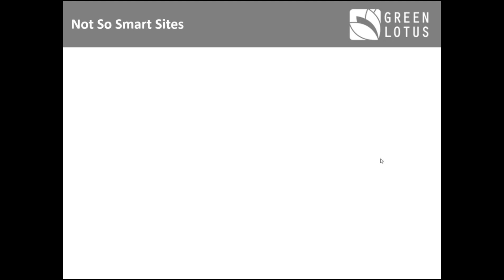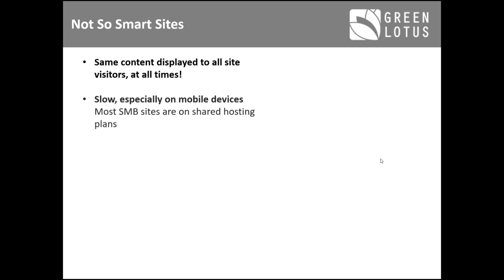But before I talk about Smartsite, let me tell you a little bit about what Not So Smart Sites do. Not So Smart Sites are offering the same content to all visitors. It's like a flyer in front of your door that is saying the same thing to everyone. They're slow, especially on mobile. Most small businesses host their websites on a shared hosting platform, which is very slow. If you're paying anywhere between $5 to whatever, $20 or $50, you're most likely on a shared hosting platform.